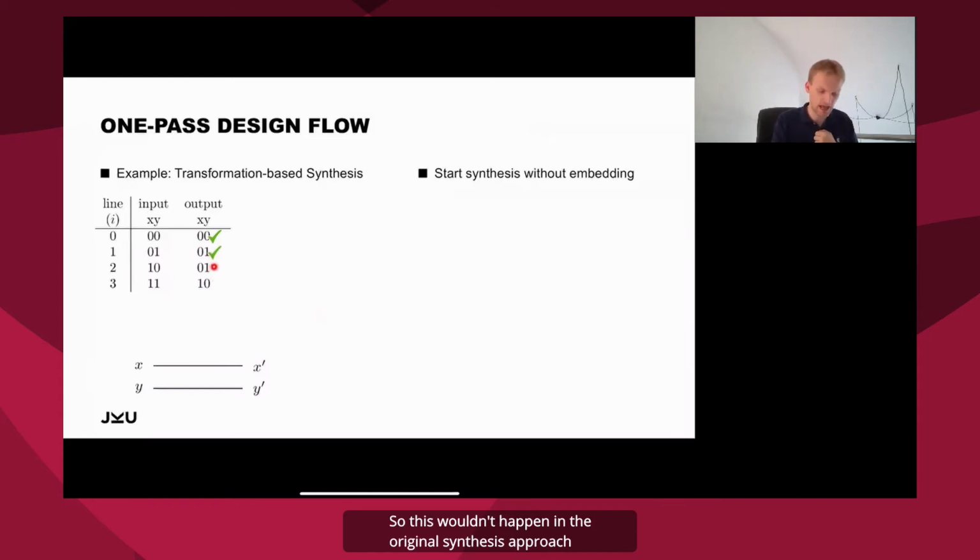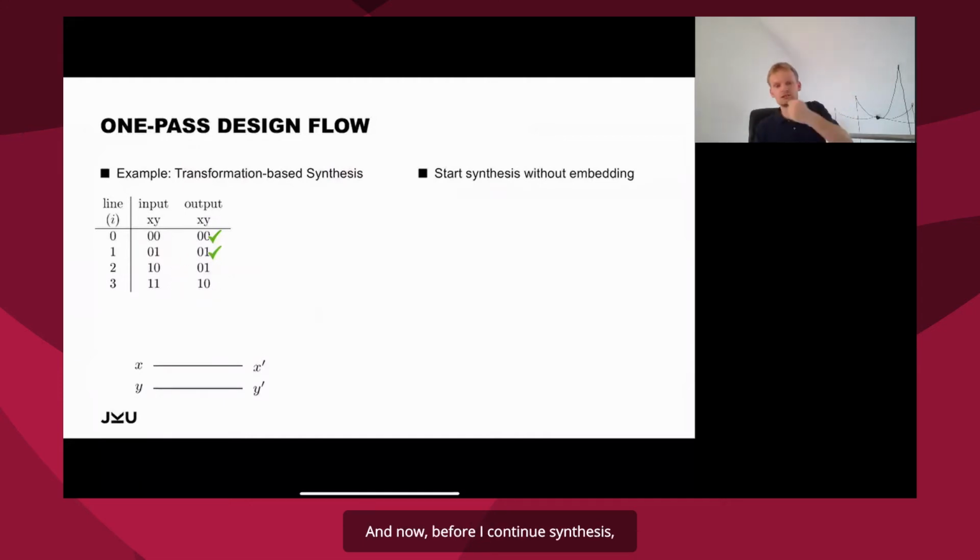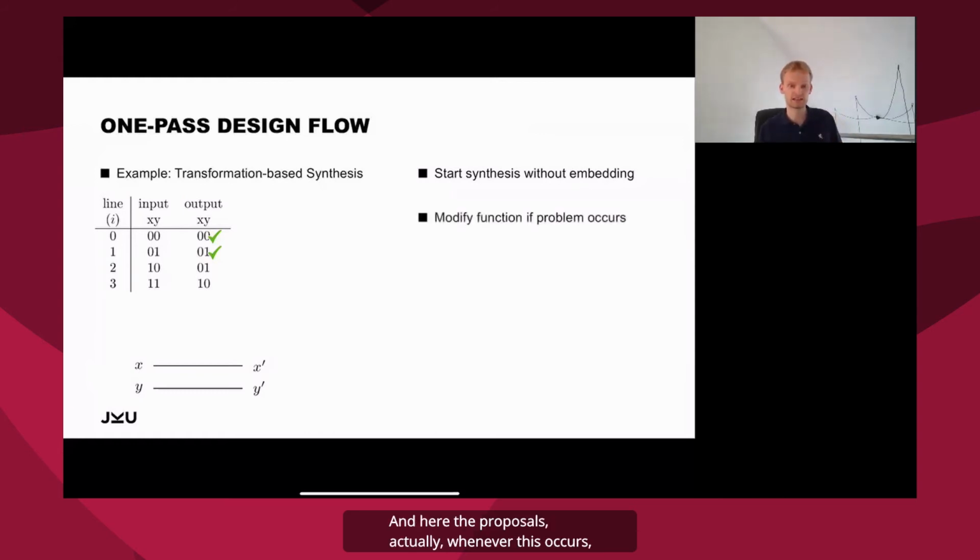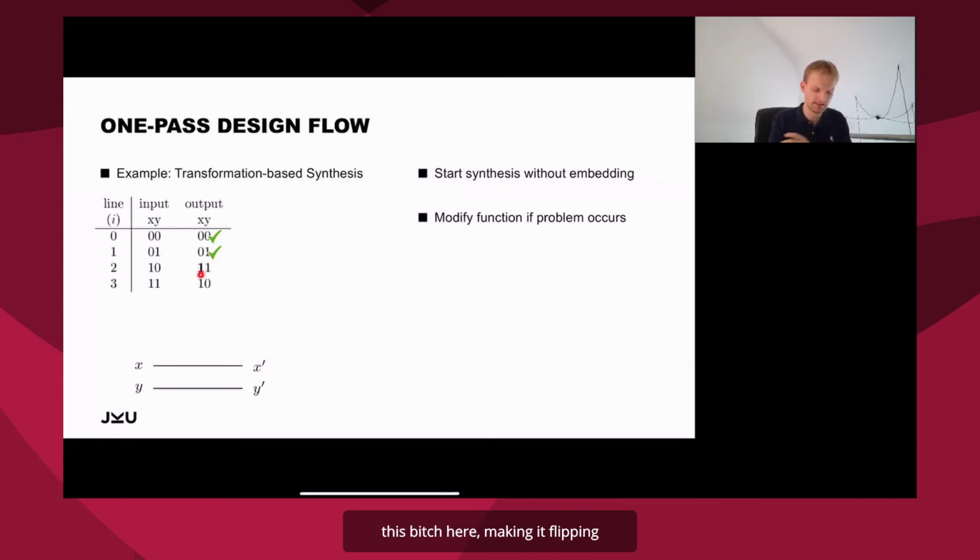This wouldn't happen in the original synthesis approach, because there you would only work with a reversible function. Now we have a non-reversible function, and we're running into this problem. Before I continue synthesis, I have to deal with this problem first. I have to make this function reversible in order to continue in this synthesis approach. Whenever this occurs, we are modifying the function. In this particular case, I'm simply changing the function by inverting this bit here, flipping it from 0 to 1. By this, I made this function reversible now.